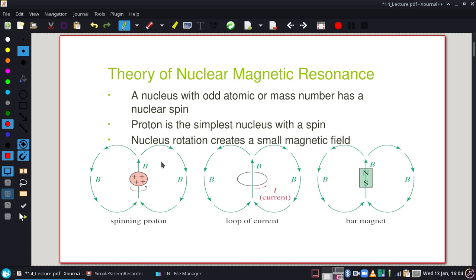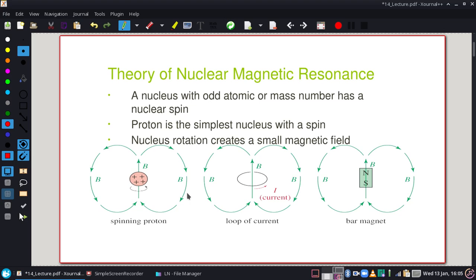What happens as that thing spins, it creates a small amount of current as it goes through that, and that creates a small magnetic field. So just the nature of a nucleus spinning creates a small but noticeable magnetic field, and we're going to take advantage of that to study what's going on with the hydrogens.